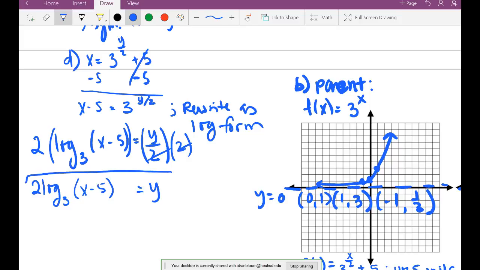Leave the 2 in the front, class. If you're multiplying to a log function, it goes in the front, so it is not to be confused with the quantity multiplied to 2, okay? Okay, we got the inverse. We got A, B, C, D done.